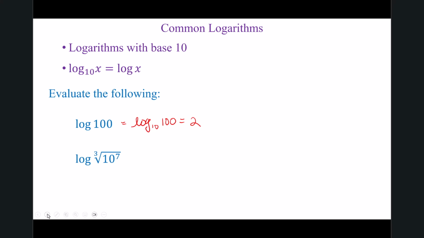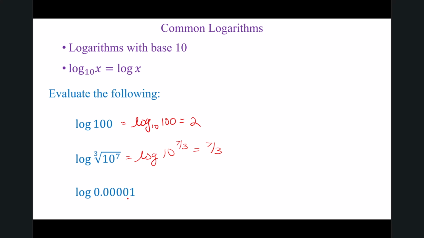How about this one? Log of the cube root of 10 to the 7th power. I'm going to rewrite this as log of 10 to the 7/3 power. So if we write it with that exponent instead of the radical, we can easily see that the answer to this one is 7/3. So 10 to what power equals 10 to the 7/3? That would be 7/3.